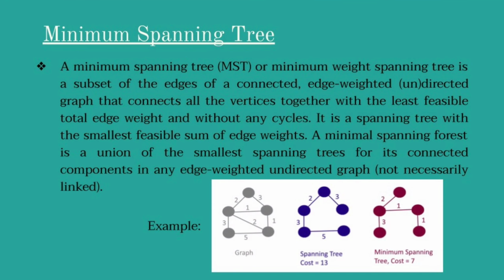So, a minimal spanning tree or minimum weight spanning tree is a subset of the edges of a connected edge-weighted directed graph that connects all the vertices together with the least feasible total edge weight and without any cycles. It is a spanning tree with the smallest feasible sum of edge weights. A minimal spanning forest is a union of the smallest spanning trees for its connected components in any edge-weighted undirected graph.